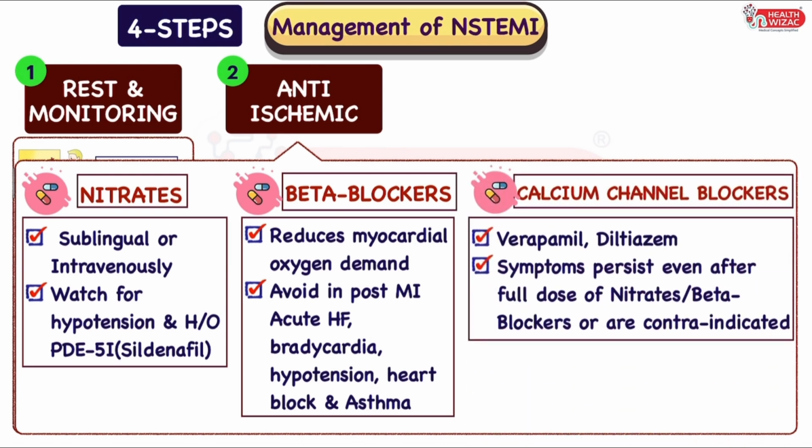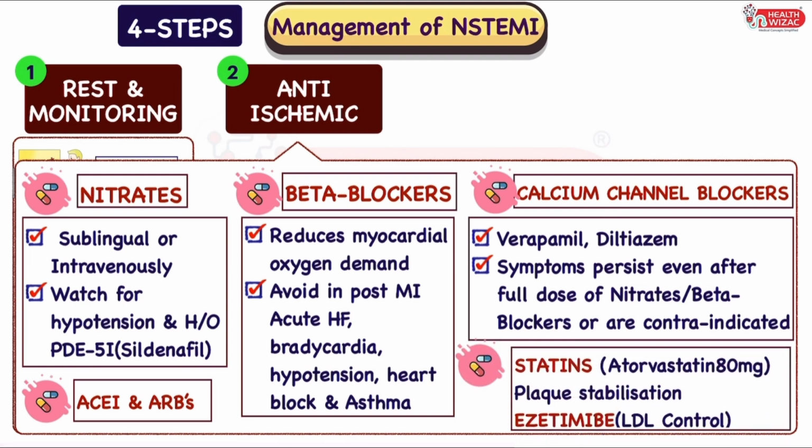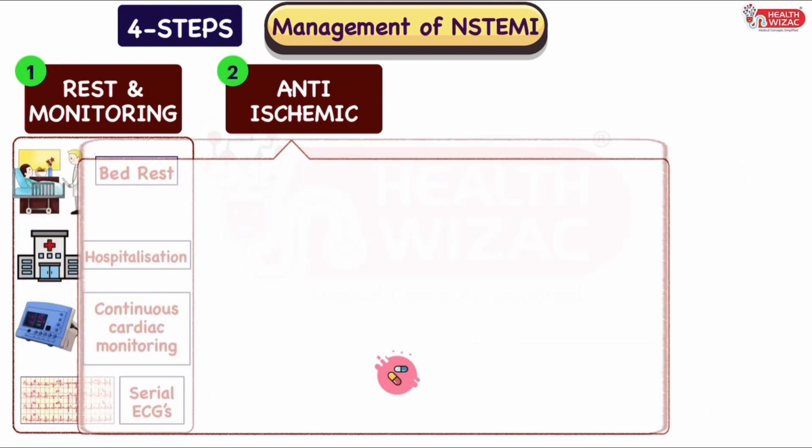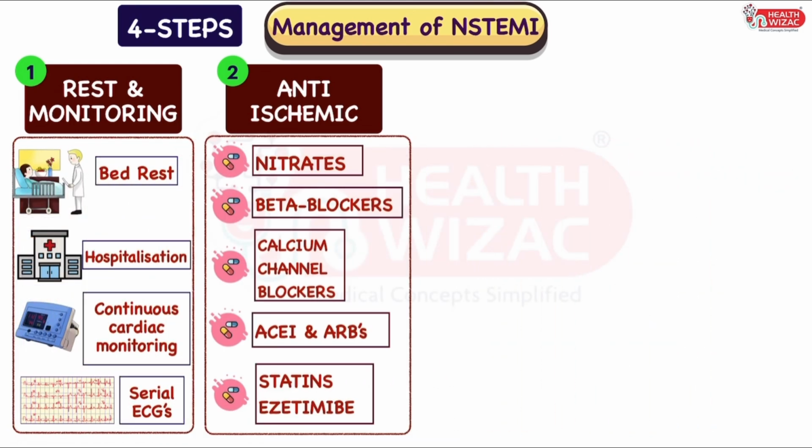Calcium channel blockers like verapamil and diltiazem are also used in conditions where symptoms persist even after a full dose of nitrates or beta blockers, or the patient has a contraindication to either category of drugs. Other additional therapy includes the use of ACE inhibitors and angiotensin receptor blockers. Statins, that is atorvastatin, are also used for plaque stabilization in a dose of 80 mg stat. Some patients may also need additional agents like ezetimibe for further control of LDL levels.